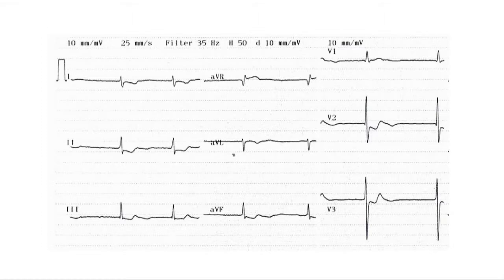In leads 2, 3 and AVF, which are the inferior leads, there is ST depression, but there's no elevation there. So these are the changes that we see in somebody with an infarct that is at the back of the heart, and so the ST segment changes are the opposite of what you'd see if they're in the front of the heart.